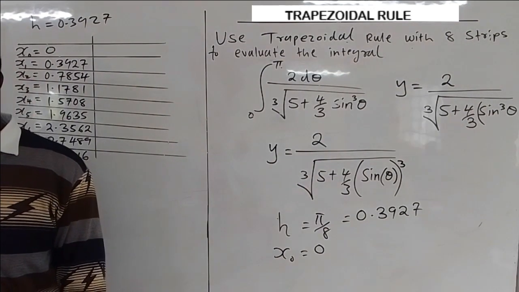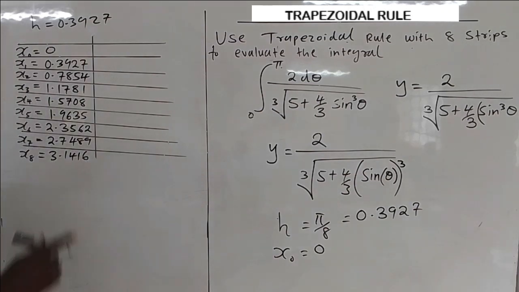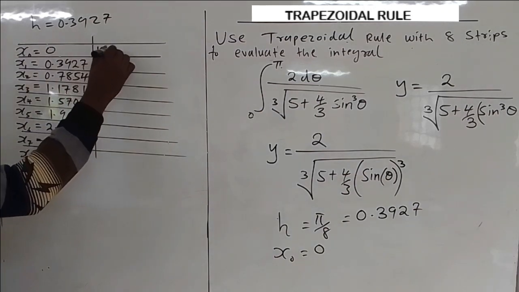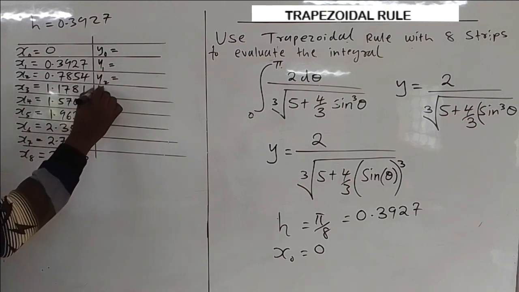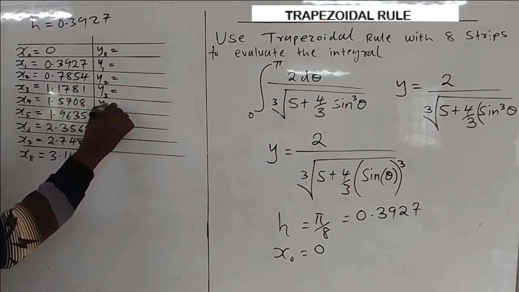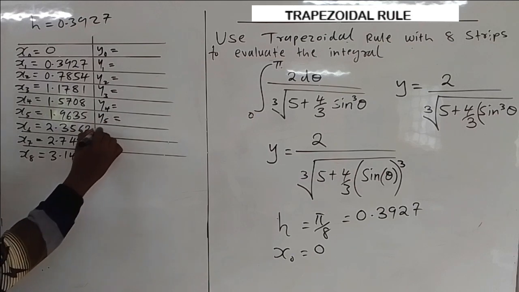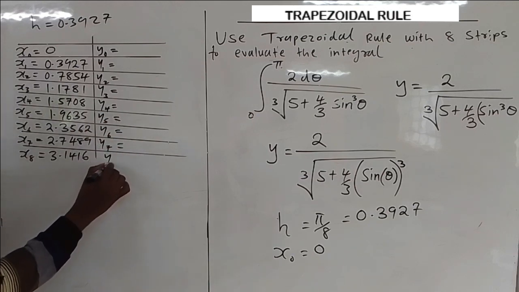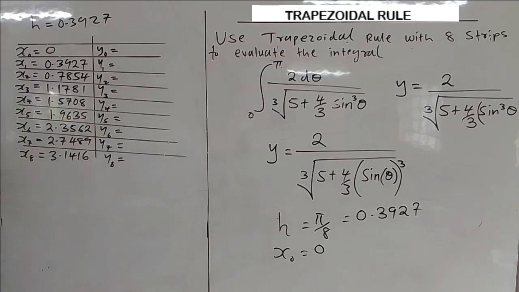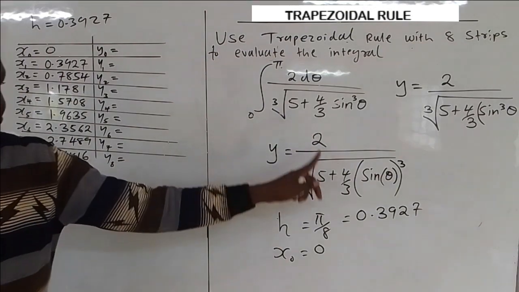Are we together? So from there, we now need the y's. x0, you get y0. x1, you get y1. x2, you get y2. x3, y3. x4, y4. x5, y5. x6, y6. x7, y7. x8, y8. You go to the formula of y.